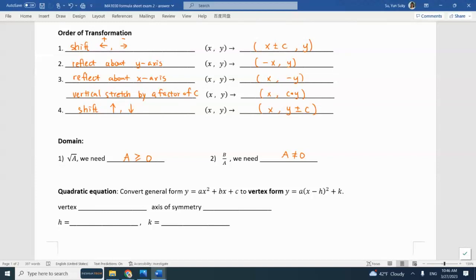Okay, quadratic equation. We want to convert from the general form y equals ax squared plus bx plus c to the vertex form, y equals a times (x minus h) squared plus k. This is the vertex form, or we say standard. Okay? What's the vertex? (h, k). And make sure you remember the vertex form, even though I don't have you fill it out. Remember that. Axis of symmetry.